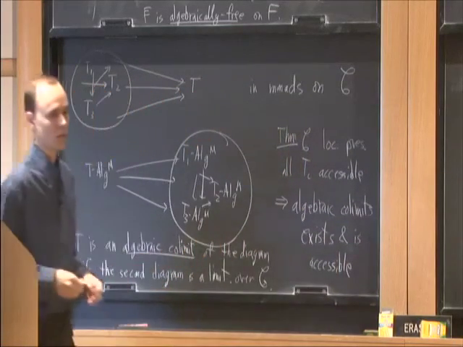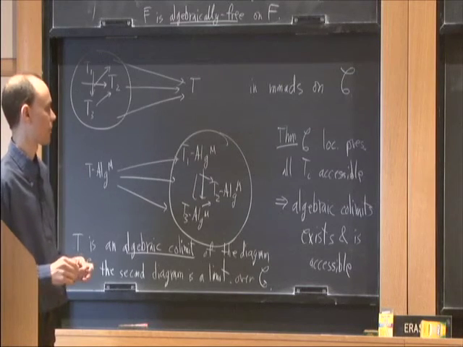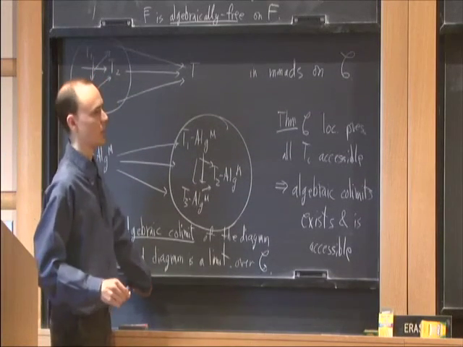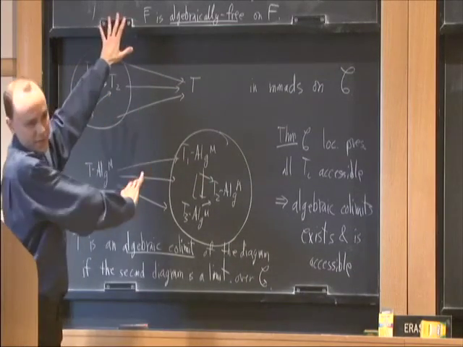Is it for finitely many T_i or for any collection? Any small collection, any small diagram, although we only need it for finitely many. Okay, so this is our black box.